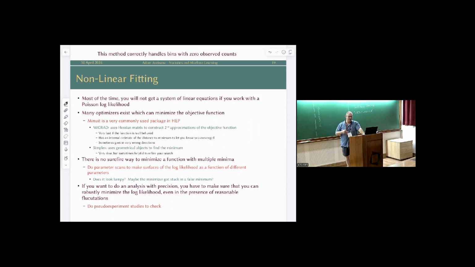So if you want to do an analysis with precision, you have to make sure that you can robustly find the true minimum, even in the presence of reasonable fluctuations. So almost always you should do pseudo experiments where you fluctuate your predictions according to your systematic and statistical uncertainties and refit over and over again to make sure that you can reliably get the right answer. And you have to make your fitter robust enough that that happens. Otherwise, you just get wrong answers.